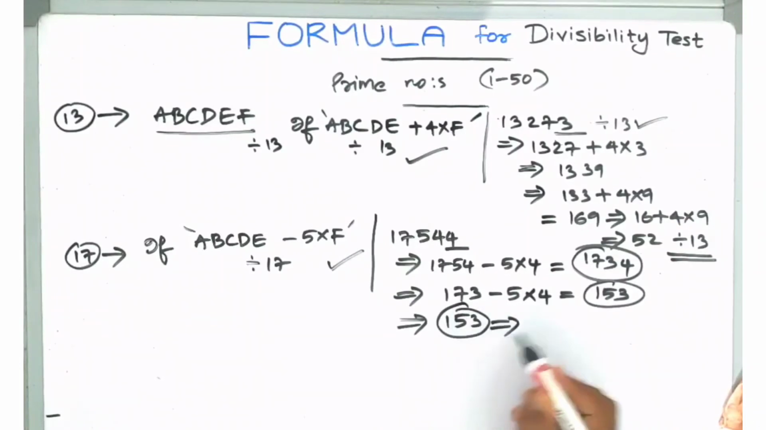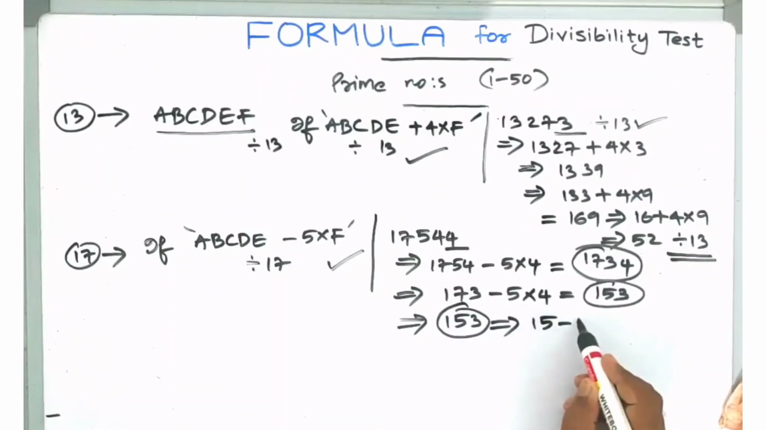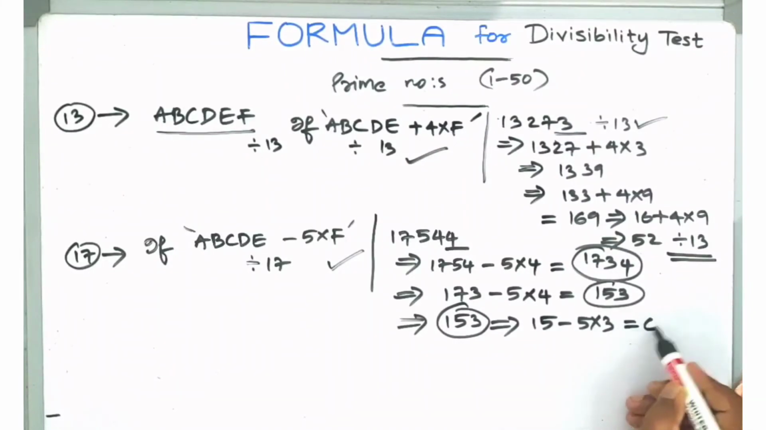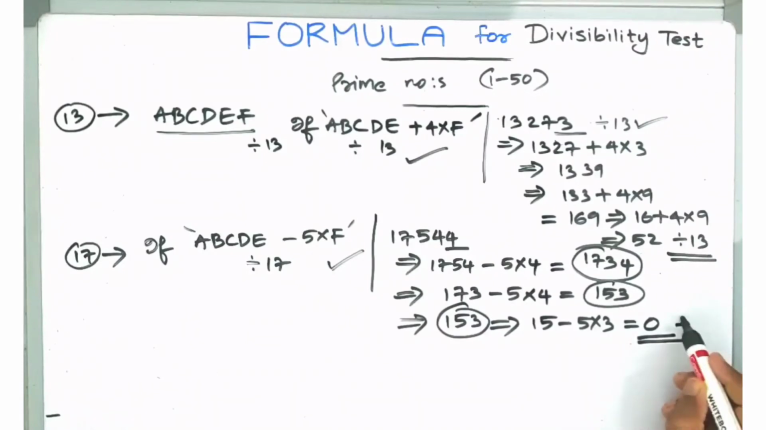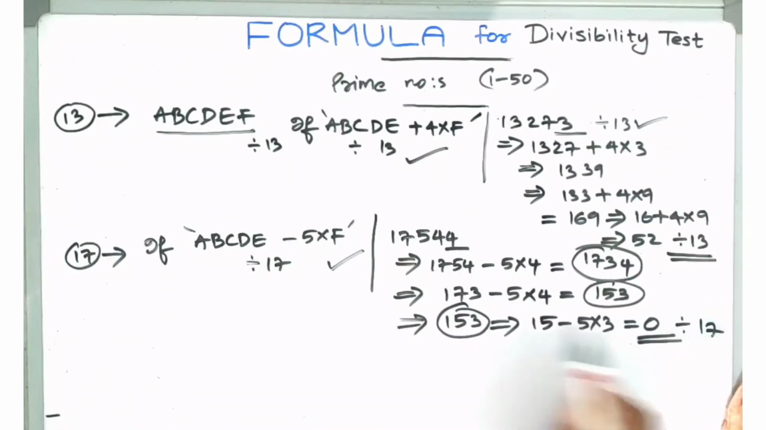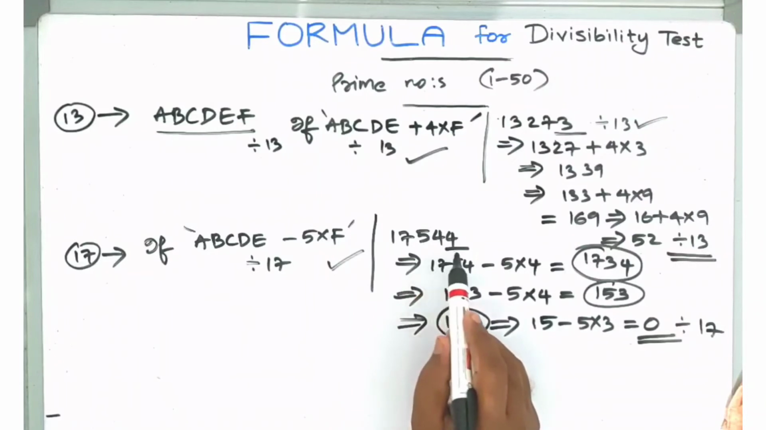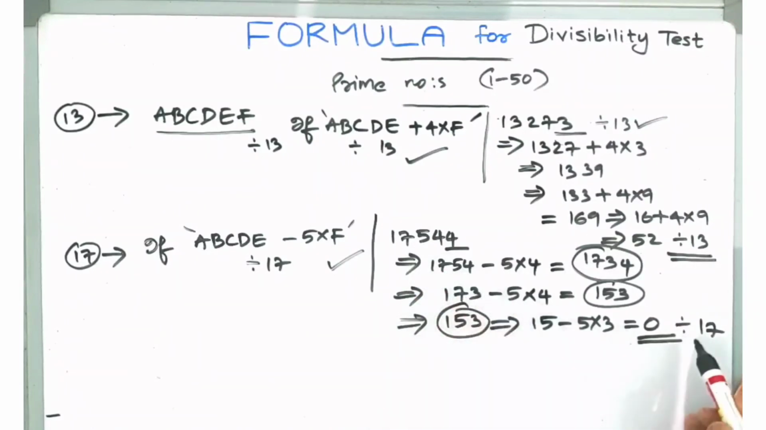153. 15 minus 5 into 3. We all know that 5 into 3 is 15, so 15 minus 15 is 0. 0 is divisible by 17, so 17,544 is divisible by 17.